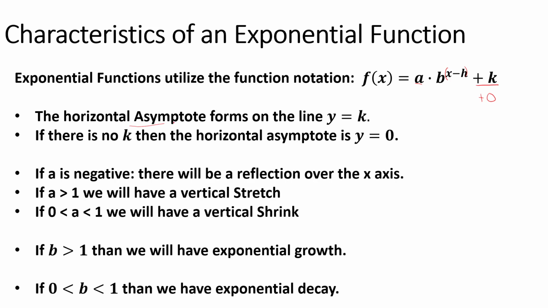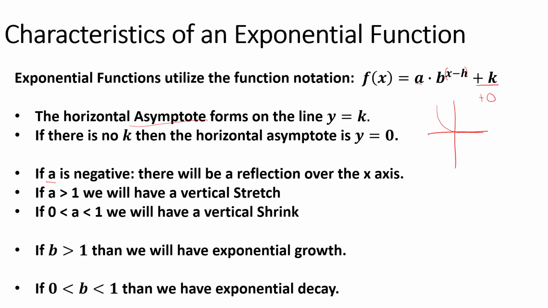Now, hopefully you remember that an asymptote is a line that a function approaches but never touches. So as we're thinking about exponential functions and we have lines that come down and down, they will approach but never touch a particular value.